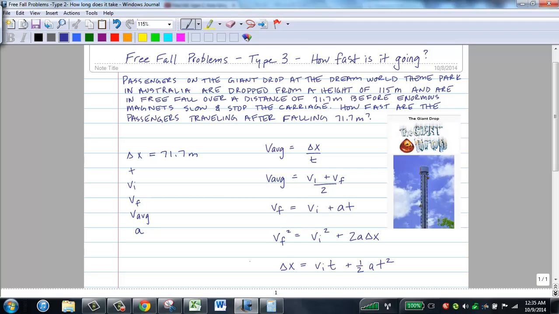71.7 meters. As in all free fall problems, we assume they're taking place on Earth, and on Earth all objects fall with the same acceleration, 9.8 meters per second squared. So if they're moving toward the Earth, they speed up with that acceleration. If they're moving away from the Earth, they slow down with that acceleration. It's convenient in this problem to take the downward direction as the positive direction. So our displacement will be positive 71.7 and our acceleration will be positive 9.81.